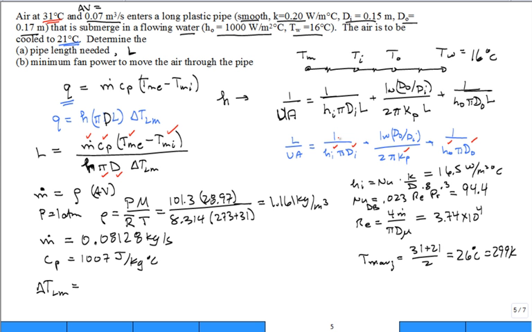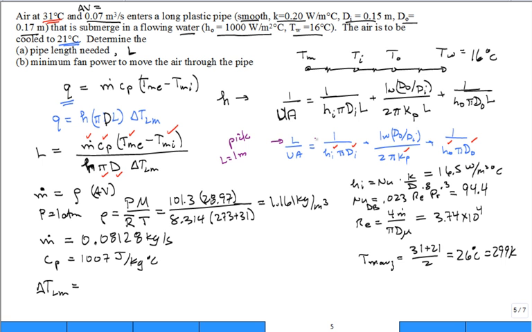So I calculate, there's a couple different ways of doing this at this point. This L, sometimes you can just pick and say, I'm going to do this for 1 meter. L is equal to 1 meter. If conceptually that works for you, you can go ahead and do that. You'll get a 1 over UA.